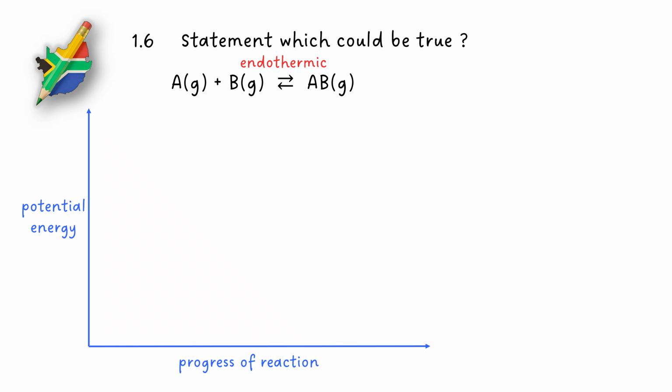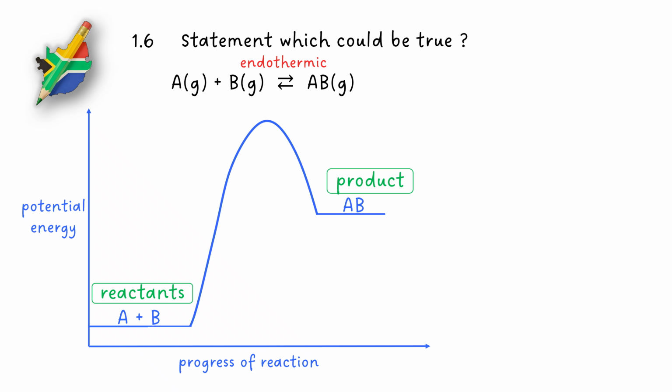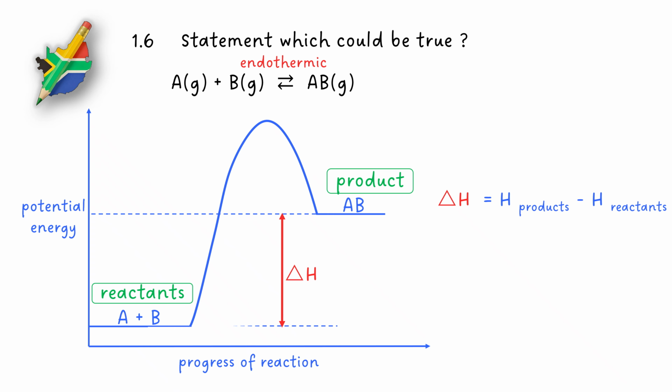We are told the reaction is endothermic, which means the forward reaction is endothermic. So this will be the general shape of the curve, where the reactants A and B have lower energy than the product AB. The enthalpy change, which is also called the heat of reaction, is equal to the enthalpy of the products minus that of the reactants. Since the product value is larger, the heat of the reaction is positive. Endothermic reactions have positive heats of reaction.